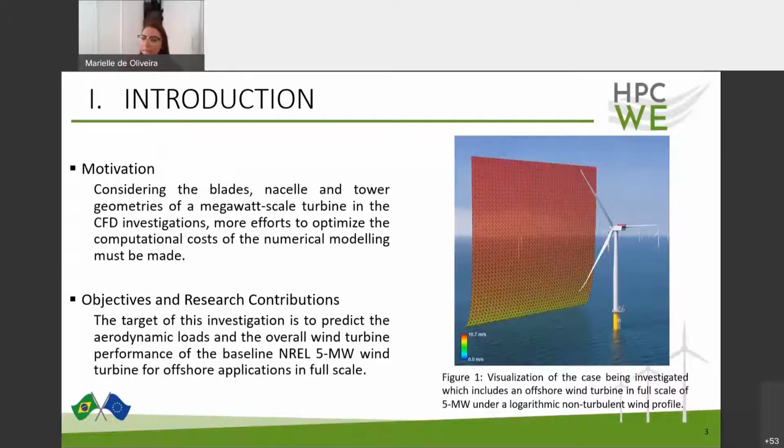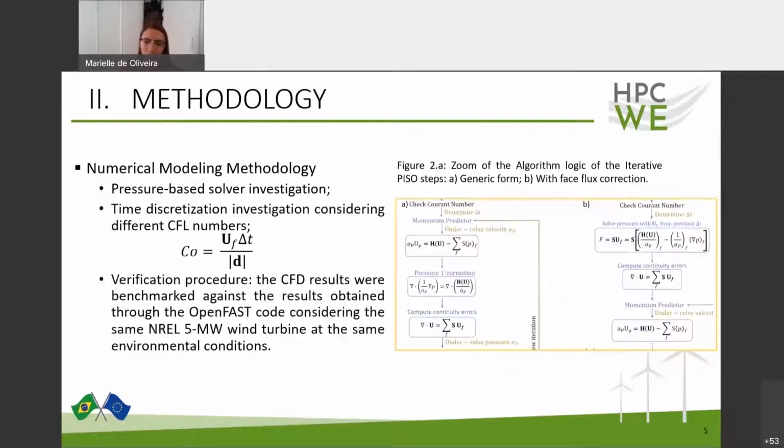So the target of our investigations is to predict the aerodynamic loads and the overall wind turbine performance of the baseline NREL 5 megawatt wind turbine for offshore applications, of course in full scale, considering the operation condition of optimal wind power conversion efficiency. Figure 1 illustrates the case being investigated in this research, which includes a wind turbine in a full scale of 5 megawatts under a logarithmic non-turbulent wind profile.